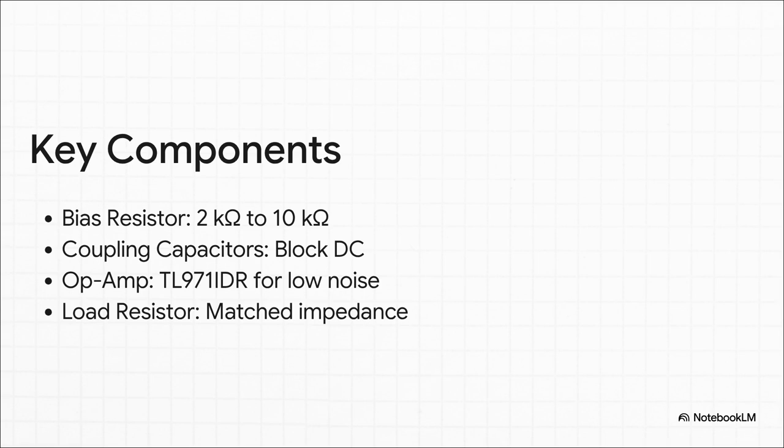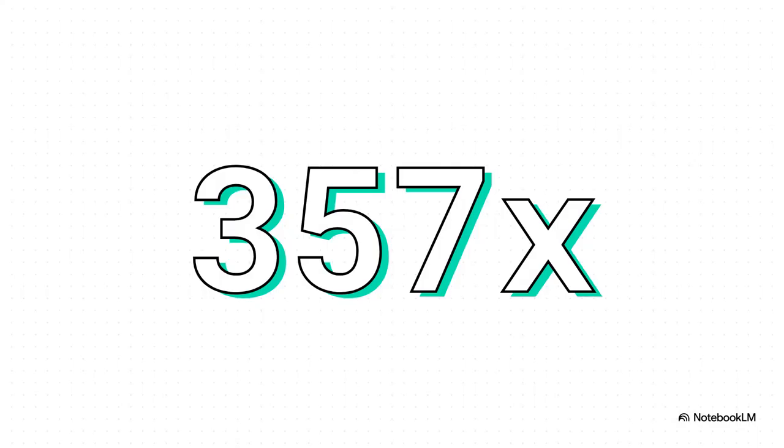And finally, the heart of the whole setup, the TL971 IDR operational amplifier. We picked this specifically for its incredibly low noise, its rail-to-rail output, and a super low quiescent current draw. To hit our target of a 2.5-volt output, we've got to scale that input up dramatically. By carefully calculating our feedback resistors within that non-inverting topology, we aimed for a very specific voltage gain multiplier, exactly 357 times the original input.